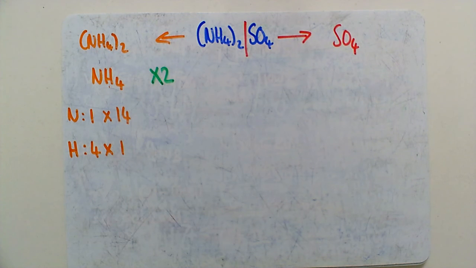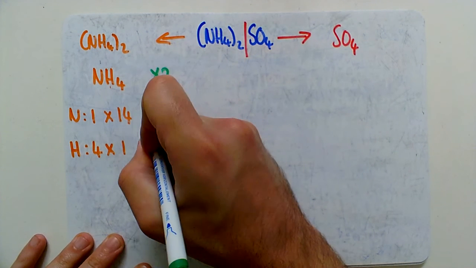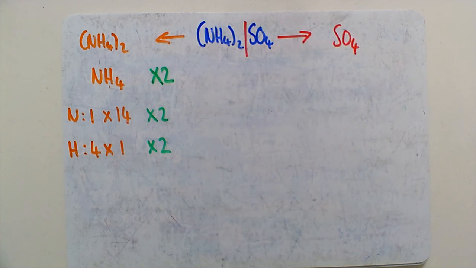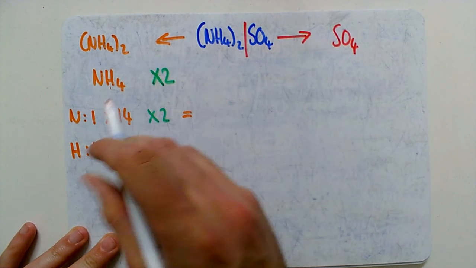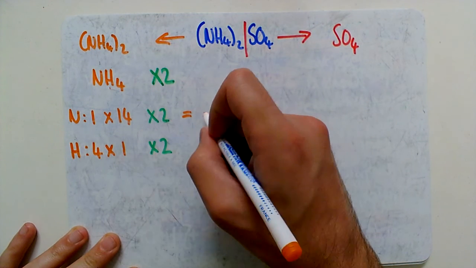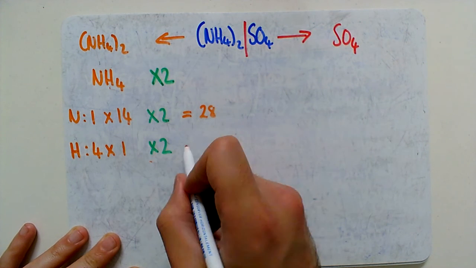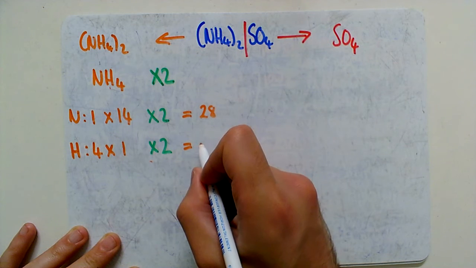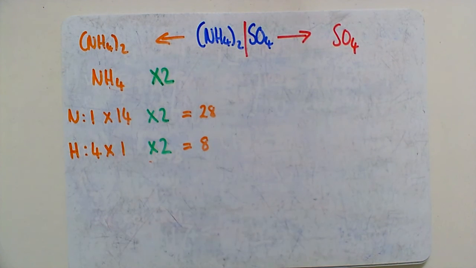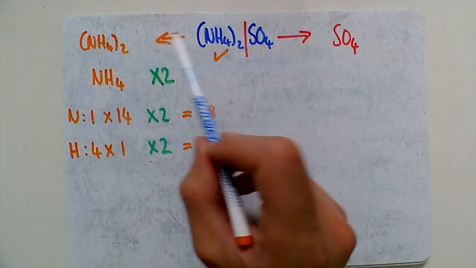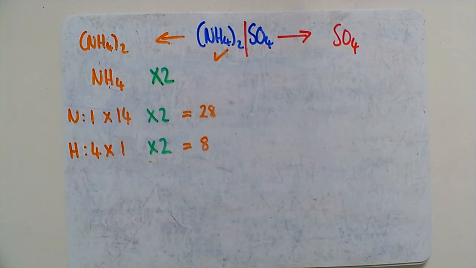Now, what I'm going to do is add this times 2 to each line, and we're going to do the multiplication. So 1 times 14 times 2 is 28. 4 times 1 times 2 equals 8. And we have done that side. So the 2 here has become that multiplied by 2, and we've just removed the bracket.